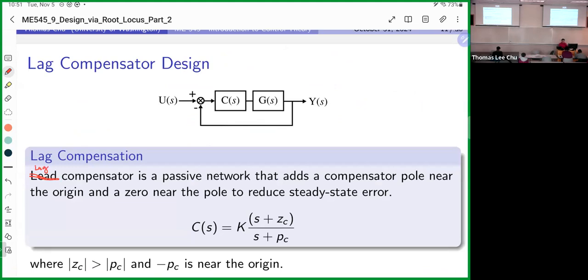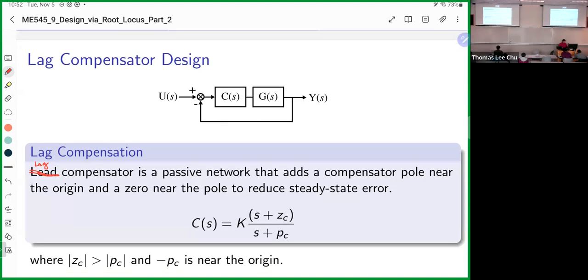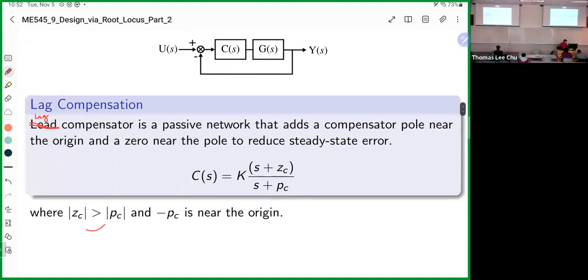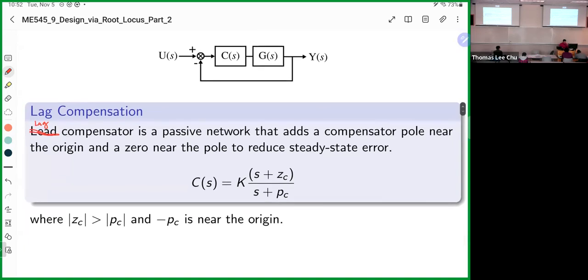So we want to have a pole at the origin. We need active circuitry for that to happen. But in passive systems, the pole that we add cannot be at the origin. It can only be close to the origin. And we want this relationship. In lead, these are flipped, but in lag, we want the zero to be to the left of the pole, and the pole is going to be close to the origin. This looks very similar to the lead compensator design because we're adding a zero and a pole, but the location of the zero relative to the pole and the location of the pole is what separates the difference between a lag and lead compensator.